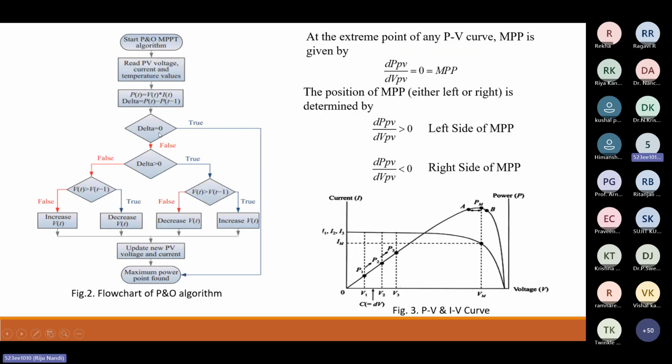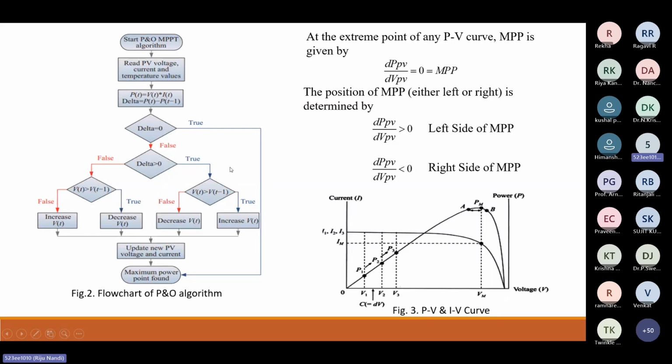So this is the flow chart. We know that power equals VT into IT. Suppose this is delta P, PT minus PT minus 1, where PT is the present value and PT minus 1 is the old value. If delta P equals 0 is true, we go to the maximum power point. If it is false, we go to delta P greater than 0.